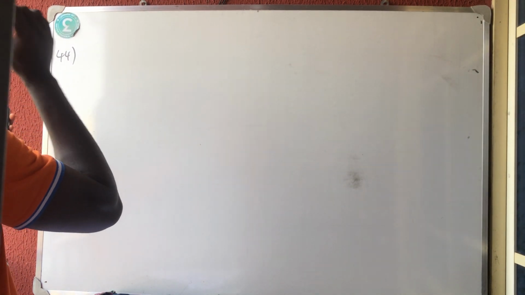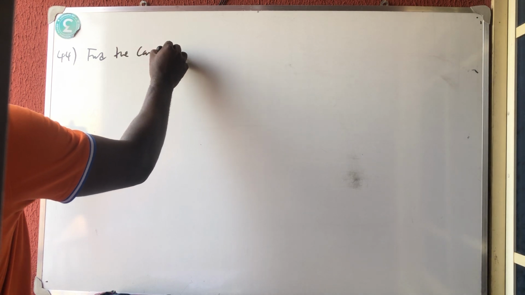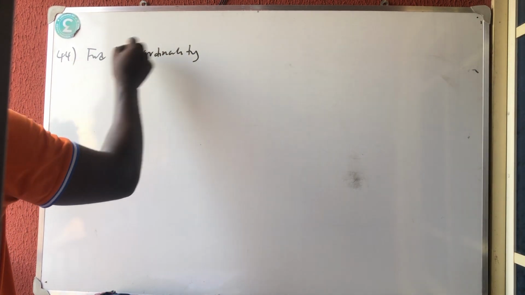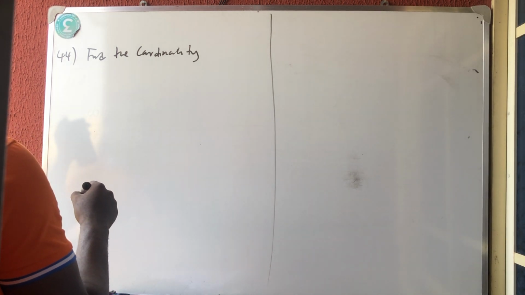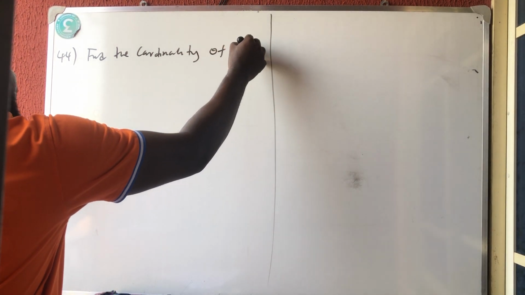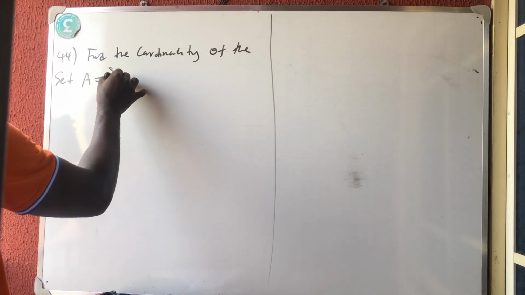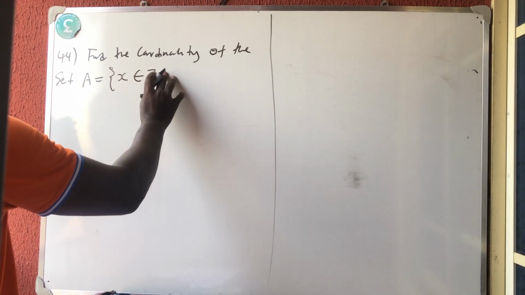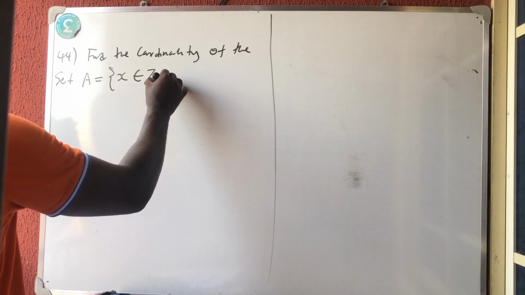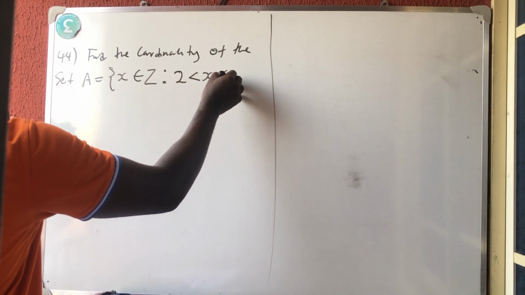Number 44 said, find the cardinality of the set A, which is equal to the set of x, where x is an element of the integers, such that 2 is less than x, which is less than 7.